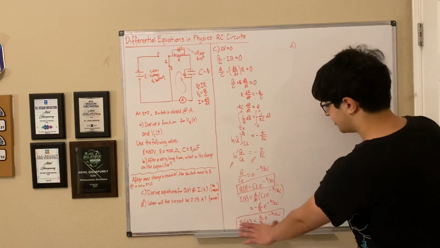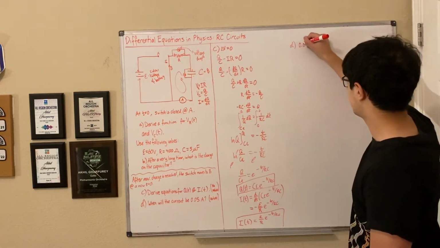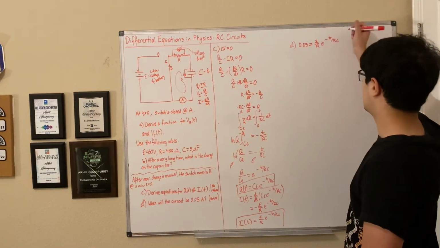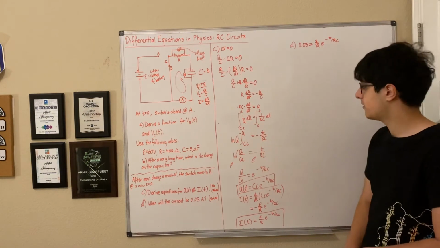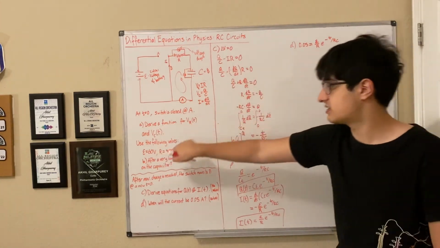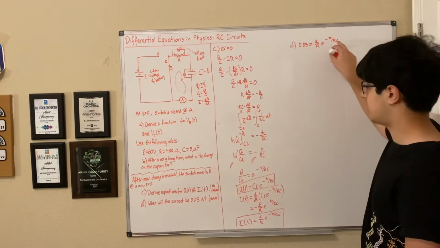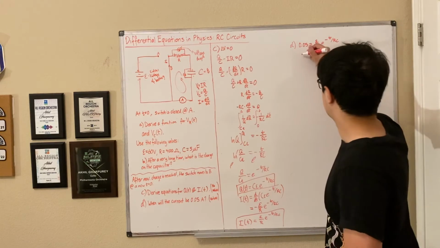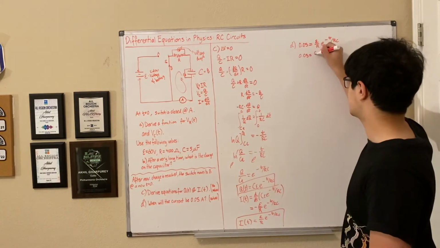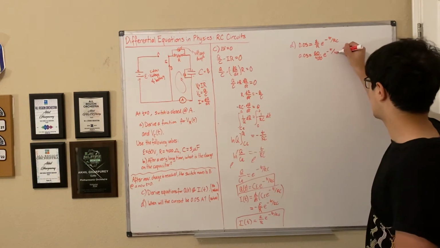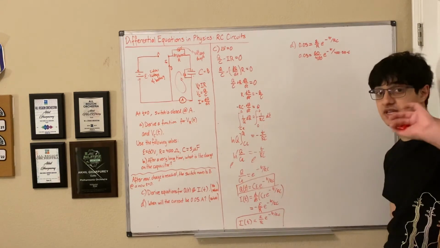So let's go ahead and use this expression right here. 0.05 is equal to epsilon over R times e to the negative T over RC. So what this is going to be is epsilon, that's 60 volts, R is 400 ohms, and capacitance C is 5 microfarads. So 0.05 is equal to 60 over 400 times e to the negative T over 400 times 5 times 10 to the negative 6, because micro means 10 to the negative 6.